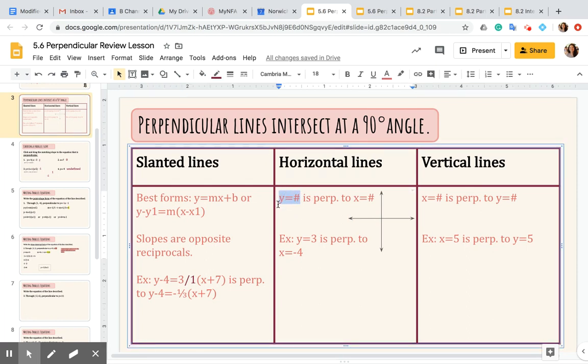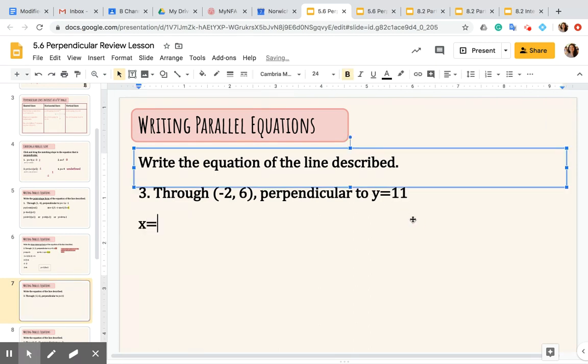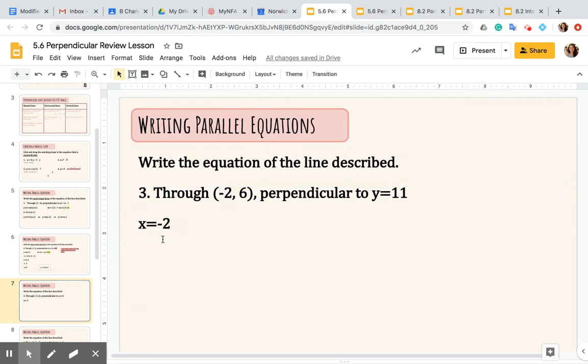An equation that's going to be perpendicular to this is going to look like this. It's going to be a vertical line. So that's what I want here in my answer. I give you a horizontal, you give me a vertical, x equals. And it just has to pass through this point. So I want to take the x value from that point. Done. That's my final answer.